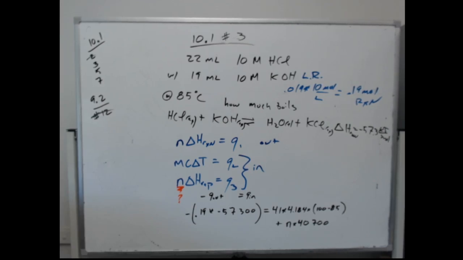Here I only see that if we have it equal to the MC delta T, what happened to the N delta H of vaporization? That's this. Oh, okay. That's the N delta H of vaporization plus the MC delta T on one side of the equal sign. I didn't see it. It was just down there. Never mind.